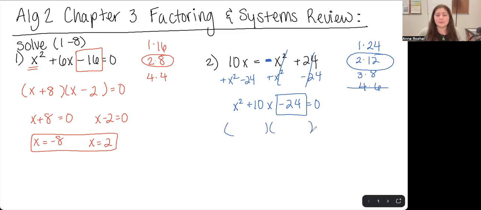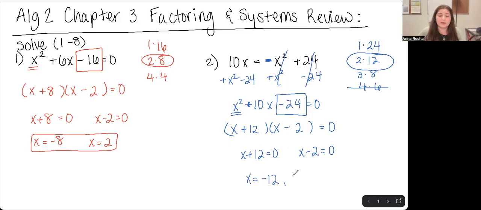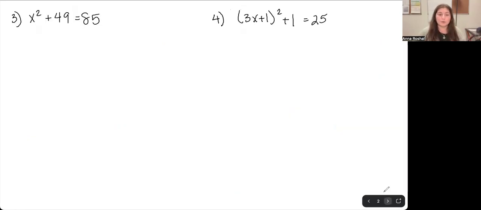So again, I'm going to open up both sets of parentheses. I know x times x is x squared. That's where I'm getting that from. And then I know because I want it to be a positive 10x, I'm going to do plus 12 minus 2. And then I'm going to set each of these equal to 0 to get my final solution. And then I have negative 12 and regular 2. So you could write it in two separate things or in one thing that's together. Both are totally acceptable.